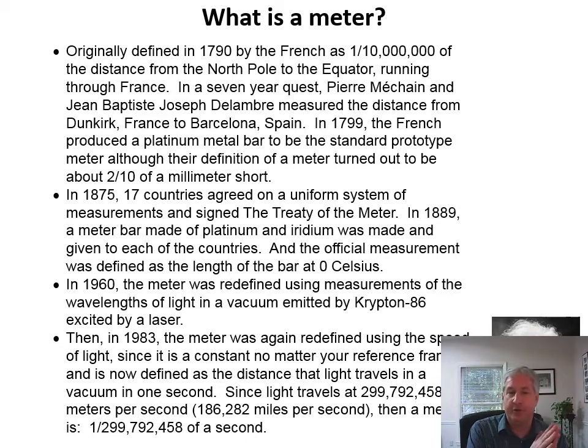There was a group of people in France called the savants, the smart people. They came up with this idea and decided what the length of the meter was going to be. The problem is, how do you know what the distance is from the equator to the North Pole?